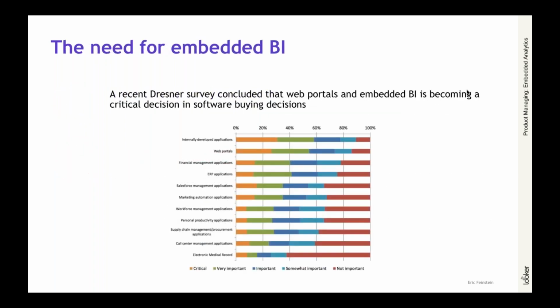And a quick note about the need for embedded BI. It's becoming more and more of a premium feature and really desired from different individuals when they think about their product. So we have a quick Dresner visual. What you can see here is that web portals are one of the top things that are seen as critical for making a software decision. So really, over time, the idea of getting access to data and seeing reporting is becoming a need and a requirement when thinking about any type of product.